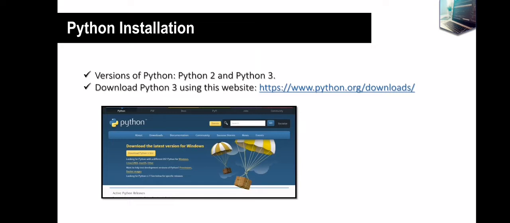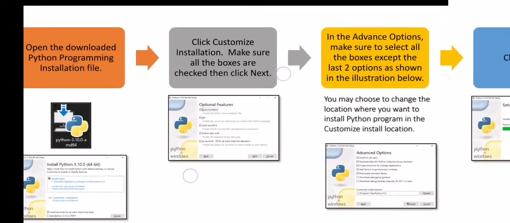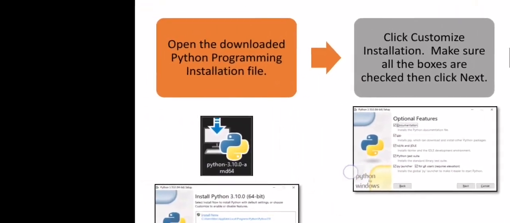So how do we install once we have downloaded the file for installing Python 3? Here are the different steps that we will be following when installing Python. I have included some screenshots so that you will be guided very well on how to install the Python programming language correctly. Let me zoom in.